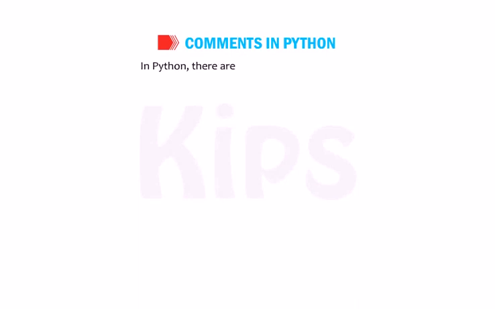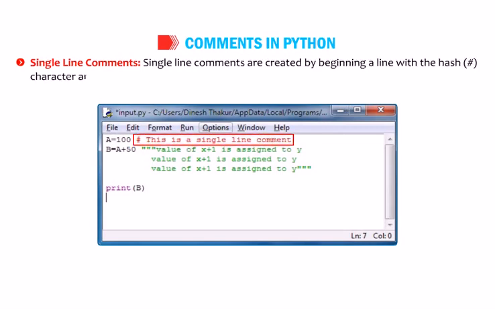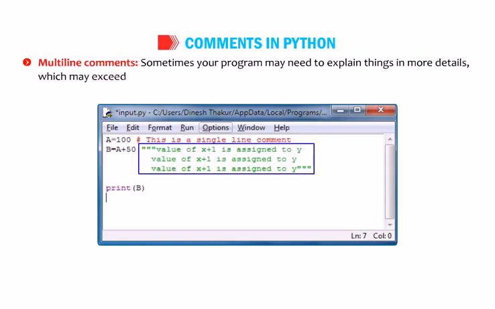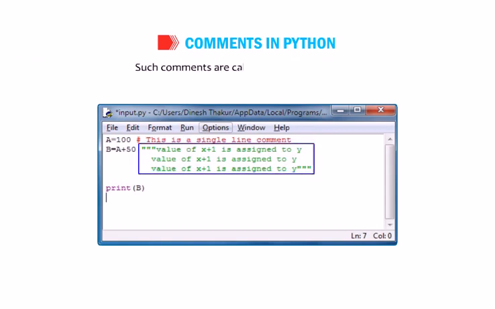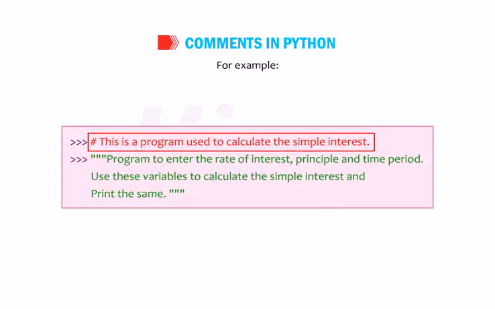In Python, there are two types of comments. Single line comments: these are created by beginning a line with the hash character and are automatically terminated at the end of the line. Multi-line comments: sometimes your program may need to explain things in more detail, which may exceed one line. Such comments are called multi-line comments. We can provide multi-line comments in a program by adding a delimiter at the beginning and the end of the comment. For example, hash: this is a program used to calculate the simple interest.